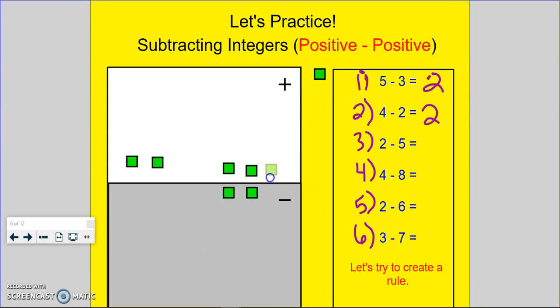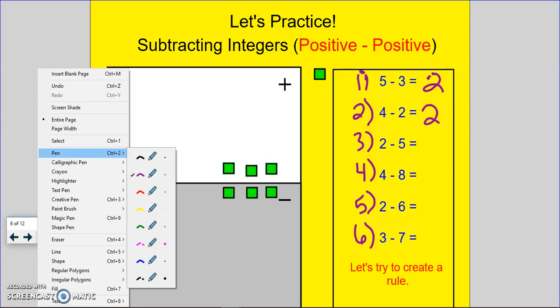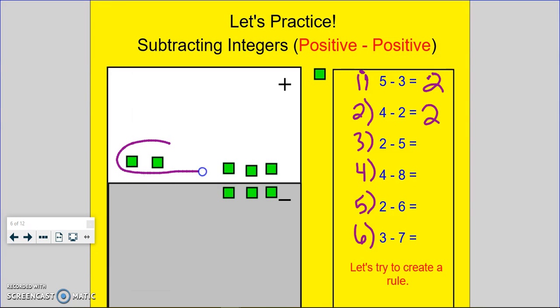And you would just keep adding 0 pairs until you have enough of whatever number it is you're trying to circle to take away. Now at this point, I do have 5 positives. So I'm going to switch to the pen here, and I'm going to go ahead and circle those 5 positives. And then I'm going to draw my arrow off the mat to show that they are coming off of the mat. And what I am left with is 3 in the negative side, or negative 3. So 2 minus 5 is going to be a negative 3.